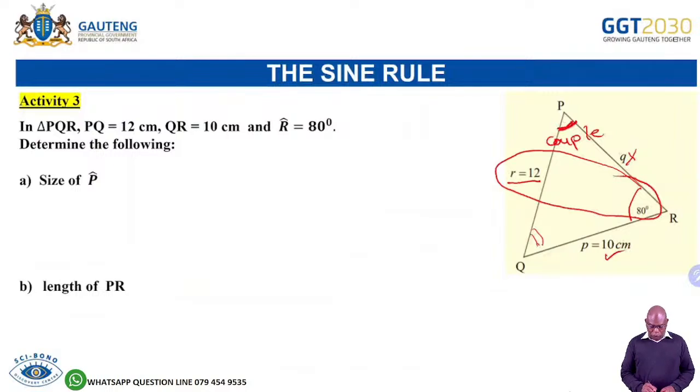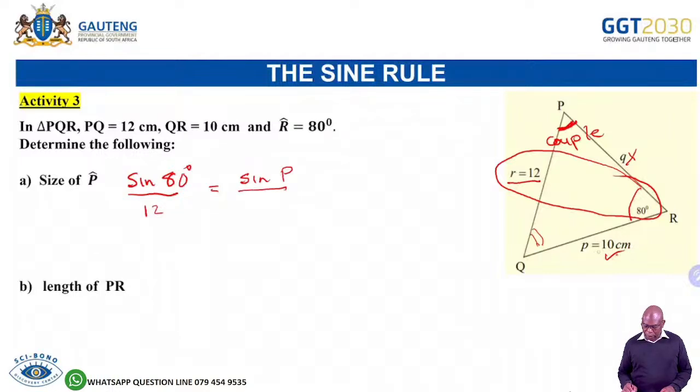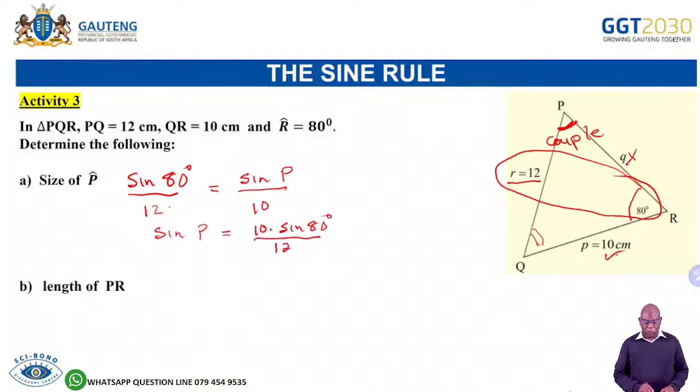The size of P, I'm going to use the sine rule. So first use the known couple. The known couple is sine of 80 degrees over 12. Then I have the sine of P, which I don't know, all over what I know there, 10. So sine of P equals 10 multiplied by sine of 80, all divided by 12. In other words, I cross multiply and then divide by that 12.